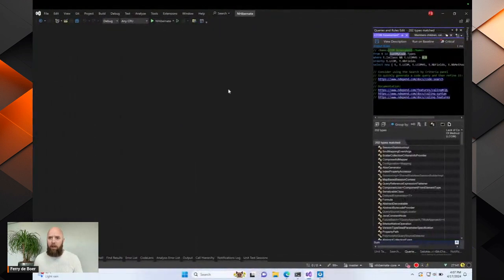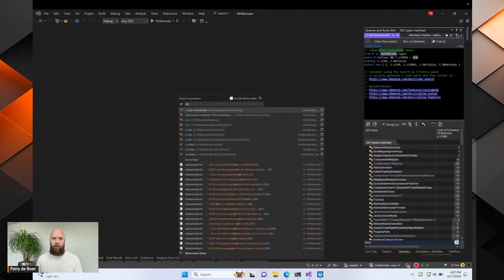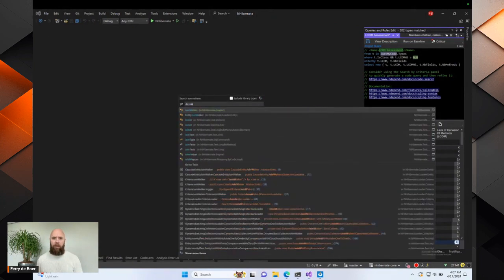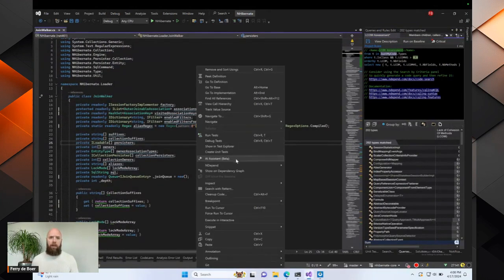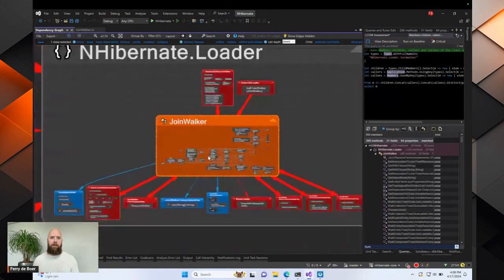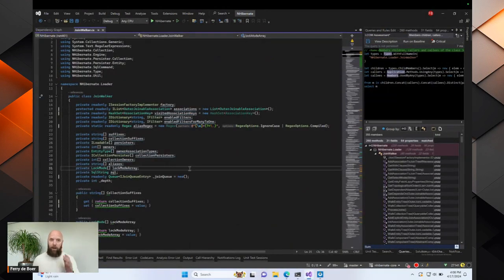So maybe while that's running, my mouse is not working this well on this table. Let's look at the join walker from a different perspective. Join walker. So come again. Here's the graph. Now there's another tool in NDepend which I showed last week, which is called the DSM, or the dependency structure matrix.